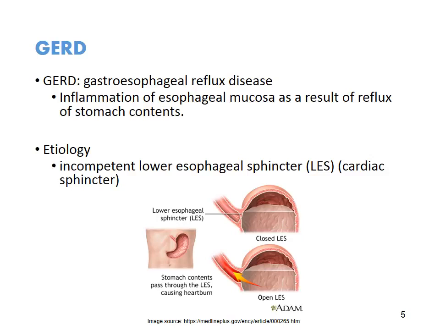GERD is caused by an incompetent lower esophageal sphincter. This is also known as LES. So the LES is also known as the cardiac sphincter, and this is a ring of muscle connecting the esophagus to the stomach. So usually it is closed except when allowing food to pass from the esophagus to the stomach. But in a person with GERD, the LES does not close tightly. This allows the acidic stomach contents to enter the esophagus and cause irritation.